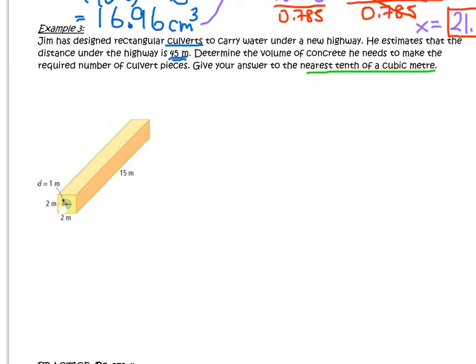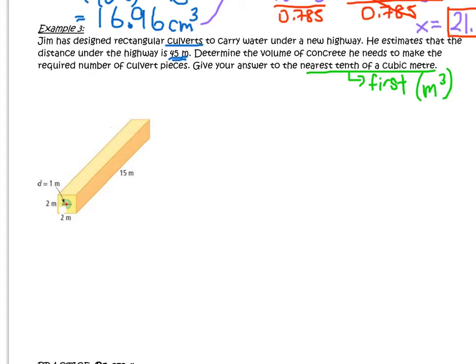Okay, again, we're looking for the tenth decimal place in our answer here. So what decimal place would that be? The first one after the point. That should be the first decimal place after the point. Cubic meters, meaning that it's meters cubed. Same way of saying that.